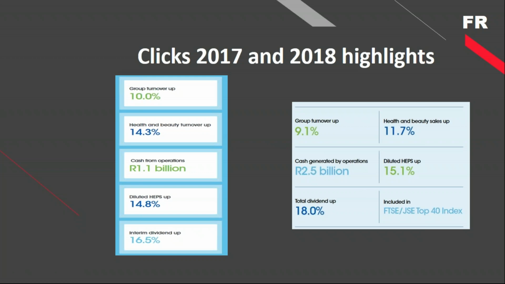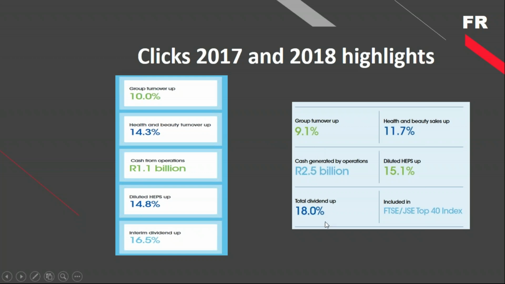They generated up to 2.5 billion in cash from operations. And if I compare to 2017, where it was 1.1 billion, that is relatively good news for me, because it means this business is very solvent and has enough cash for its day-to-day operations, which would make me happy as an investor. And the nice thing as well, the diluted earnings per share were up 15.1%. So as a shareholder, the business managed to return more for me.